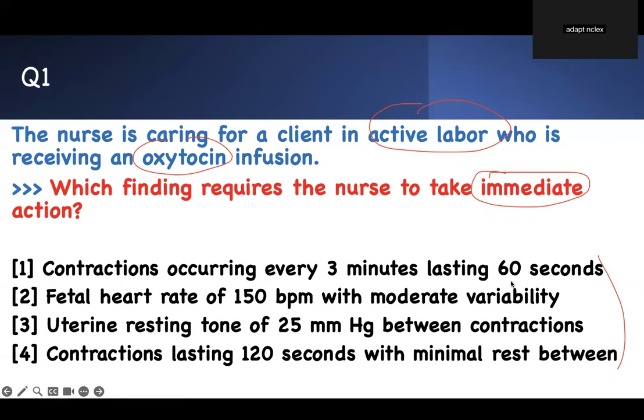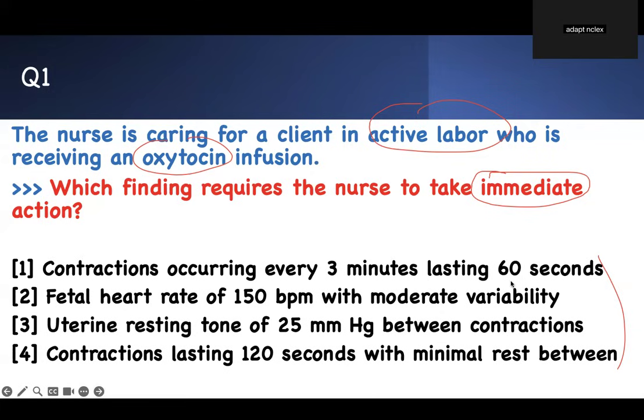Fetal heart rate of 150 beats per minute with moderate variability. That is a normal rhythm, right? When the baby has moderate variability, it is good. And his or her heart rate will run between 110 and 160. So this is good. The resting tone of the uterus when it's not contracting, 25 is good. 85 is the max. Above that, we have a problem.